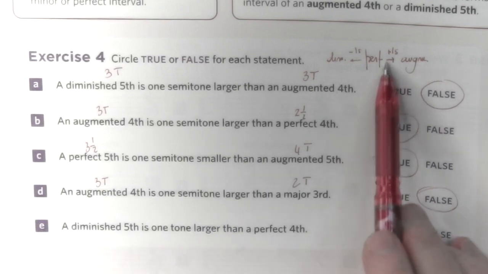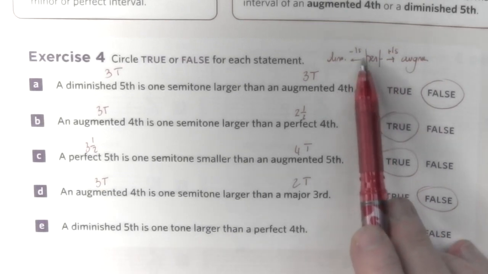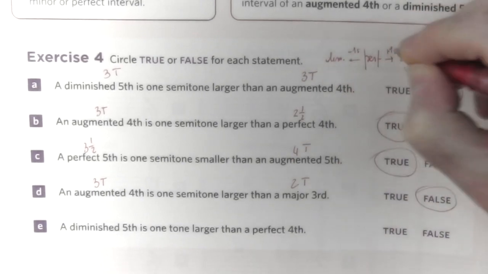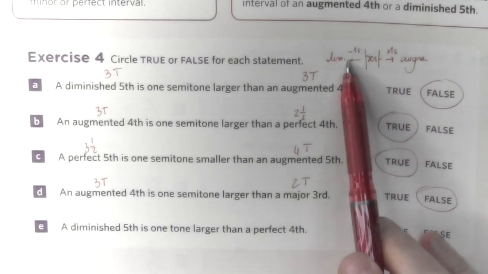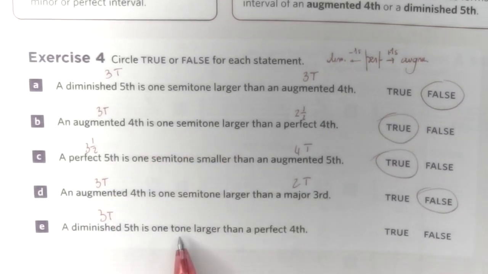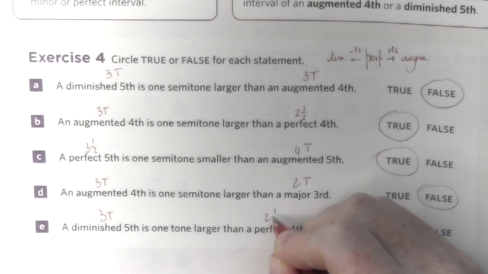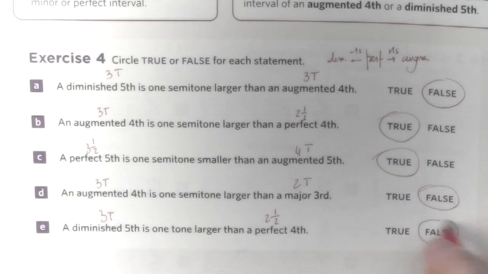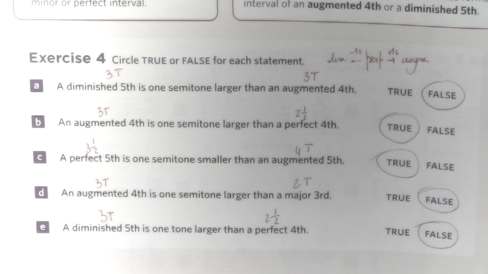A diminished fifth is 3 tones and a half minus 1 semitone, so 3 tones. Is it 1 tone larger than a perfect fourth? A perfect fourth is 2 tones and a half. Now it's not 1 tone larger, but 1 semitone. So this is false.